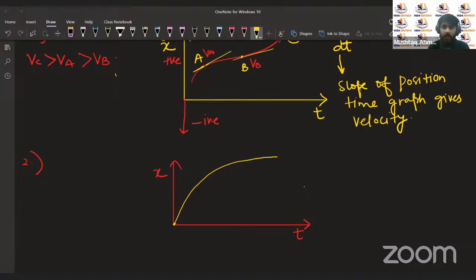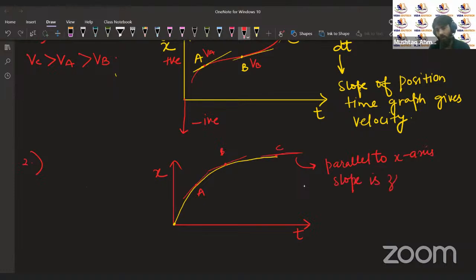We can see at different times, let's suppose this is the point C here, this is the point B here, and this is the point A here. If I draw a tangent at point A, this is the tangent. At point B, this will be the tangent, and at point C, this will be the tangent. The tangent at point C is parallel to the x-axis, or we can say the slope here is 0.